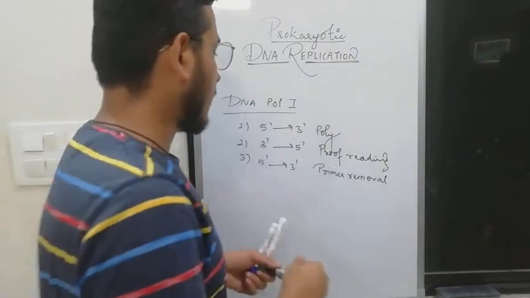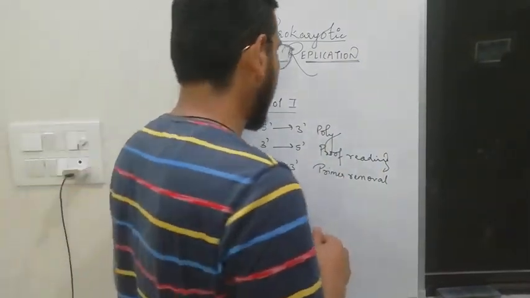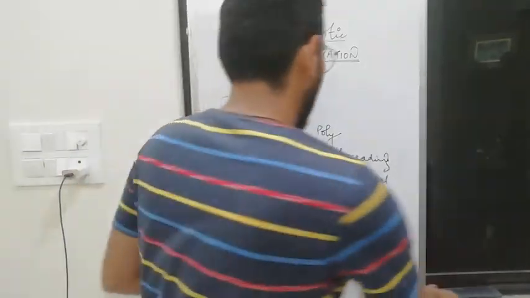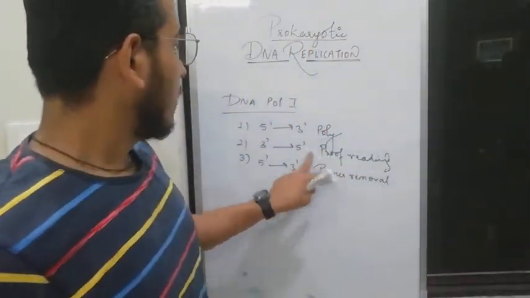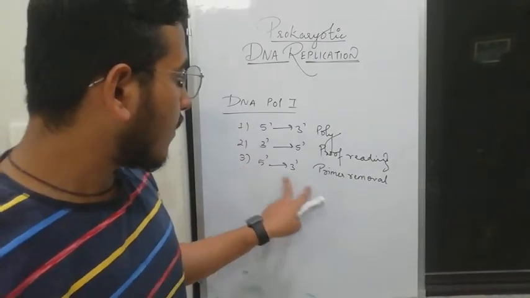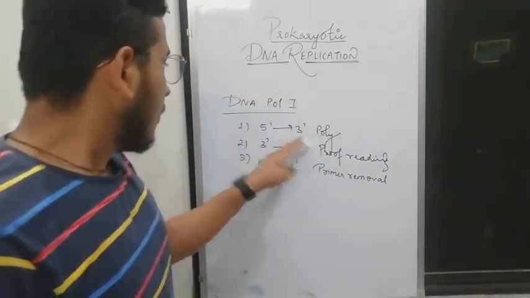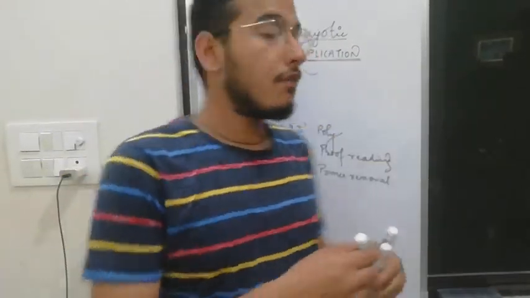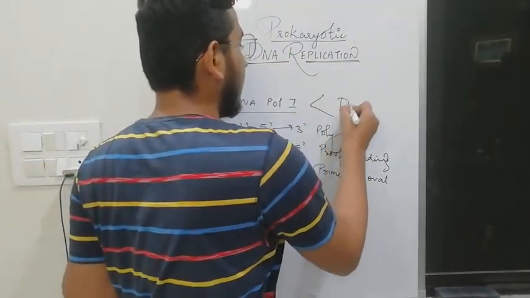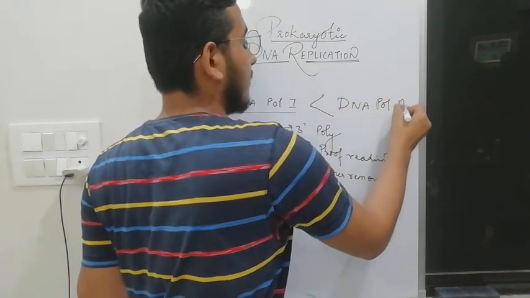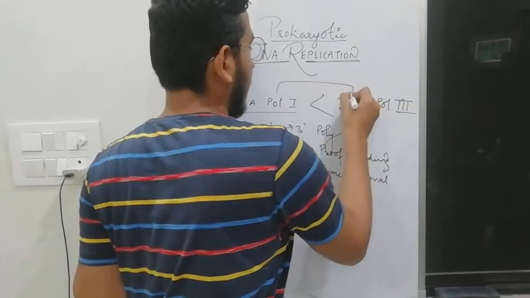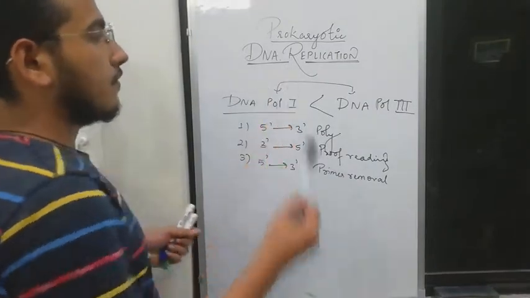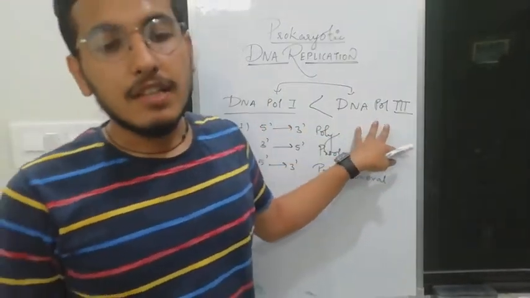We'll see what primers are in the process of replication, and we'll see the stages over there. So DNA polymerase 1 has an additional function of primer removal. Although it performs all the three functions, it's not the main enzyme because the efficiency of polymerization of DNA polymerase 1 is less than DNA polymerase 3.